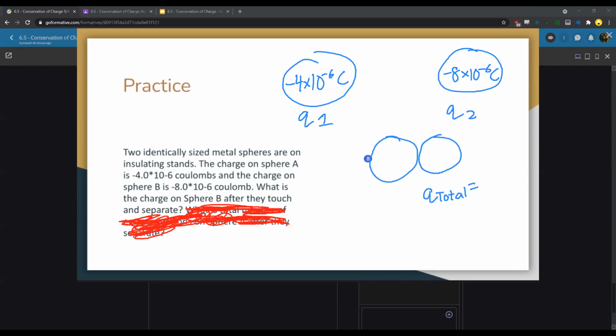I see one correct answer. Okay, I've given you enough time. Let's go over it. See what you guys got. Anyone, what do I do here? So what's my total charge?